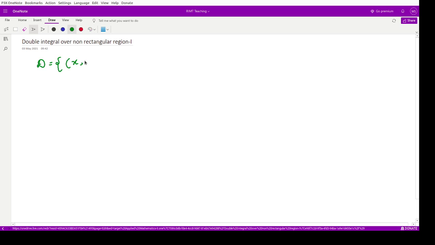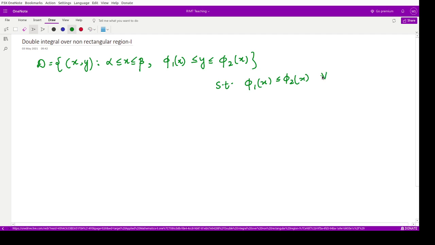It has all the points in the two-dimensional plane such that x lies between the constant limits alpha and beta, and y lies between variable limits, that means some functions of x. So y lies between phi1 of x and phi2 of x, where both phi1 and phi2 are functions of x, such that phi1 of x is less than or equal to phi2 of x for all x in the closed interval alpha to beta.